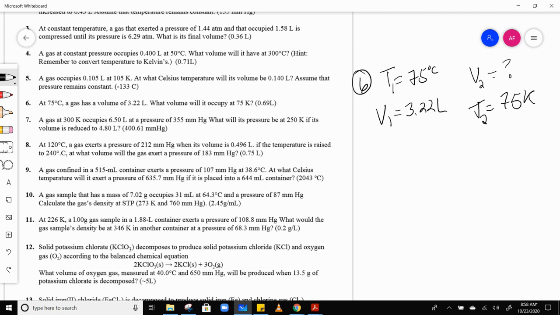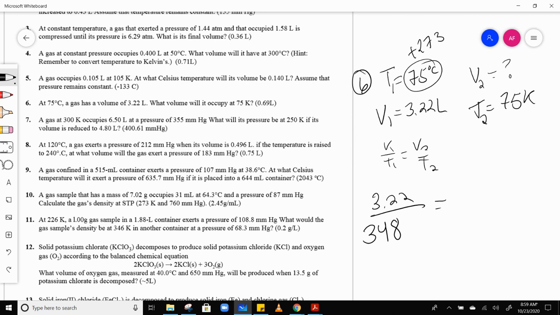So we do have to convert this Celsius to Kelvin here, so add 273. And it's going to be, again, V1 over T1 equals V2 over T2. Pressure is held constant here. Now, V1 is 3.22. T1 is 273 plus 75, so that's 348 Kelvin. V2 is what we're trying to solve for, and T2 is 75.